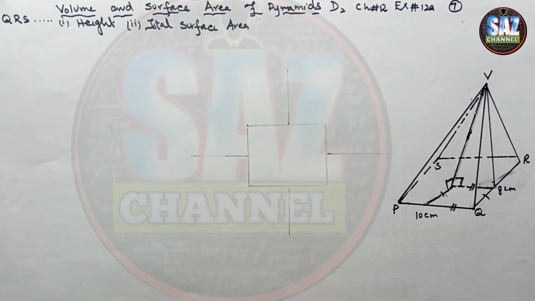This is my 7th lesson of D2, chapter number 12, exercise 12A, that is about the area and volume of pyramids. What are the pyramids and how to calculate the total surface area and volume of the pyramid? What are the formulas and concepts?